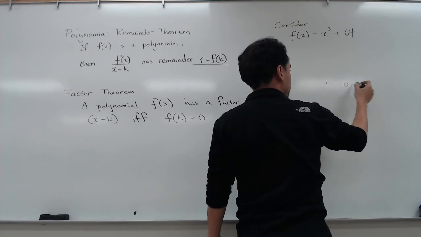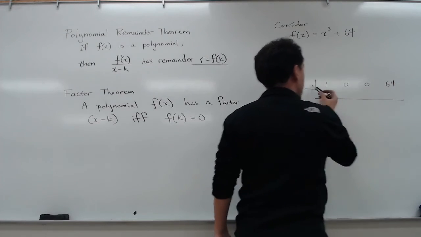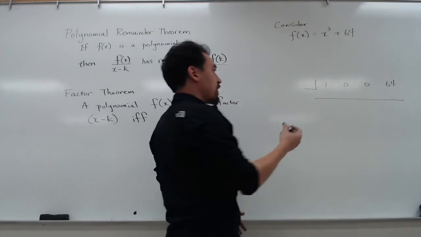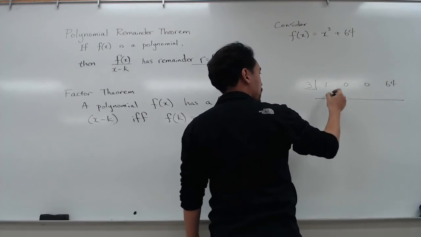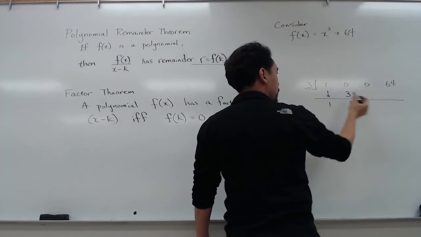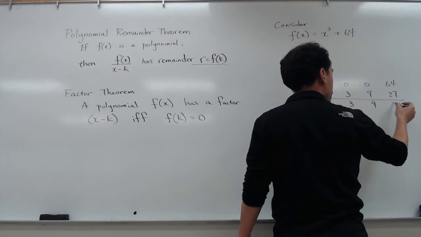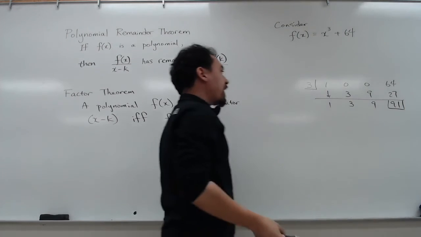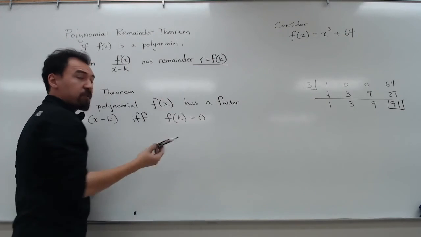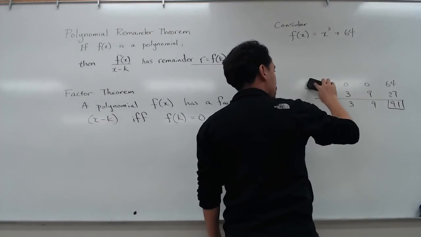So let's start the synthetic division, 1, 0, 0, 64. And in this box, that's where k goes, but I don't know what to use for k. So I'm just going to guess something and see where it takes me. So if I guess 3, 1 comes down, 1 times 3 is 3, add together is 3, 3 times 3 is 9, add together is 9, 9 times 3 is 27, which adds up to 91. And that is not 0. So this is 91, which means we fail at this point. So evidently x minus 3 is not a factor. So we have to guess again.